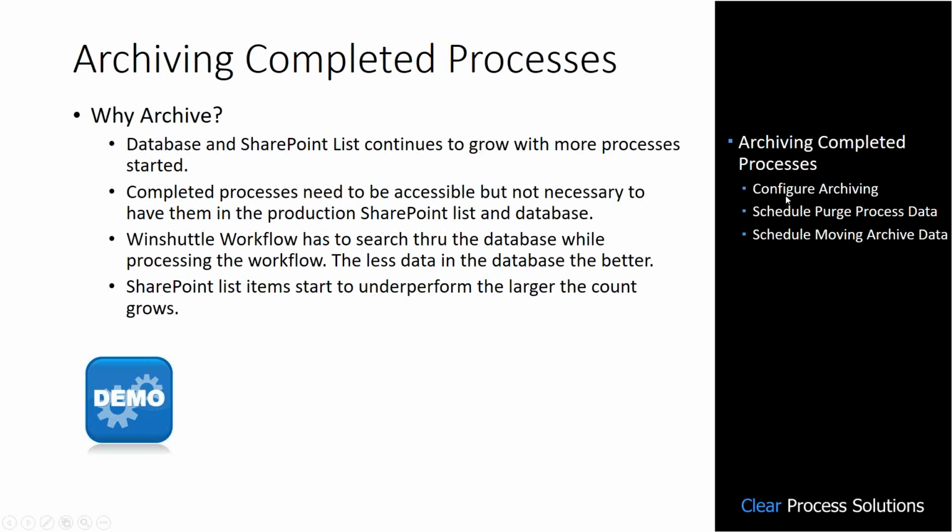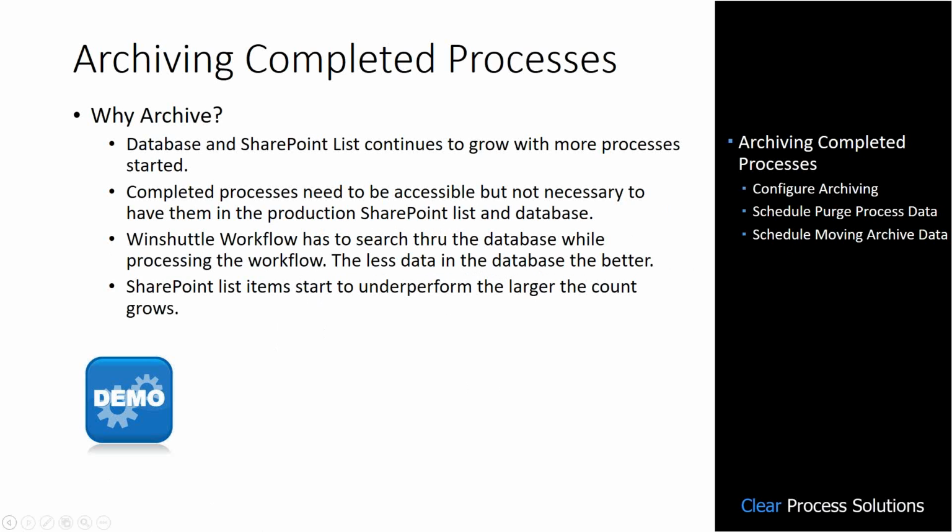So we'll talk about the archiving, and there are really three steps to the archive process. First, you have to configure archive in Winshuttle Workflow, and I'll show you what we did to turn it on, though I won't go through every single step. Then you can schedule process data to be purged out of the database, and you can also move the data to a SharePoint site. So that's what we'll go through. On to the demo: we're going to configure archiving, our first entry right here.